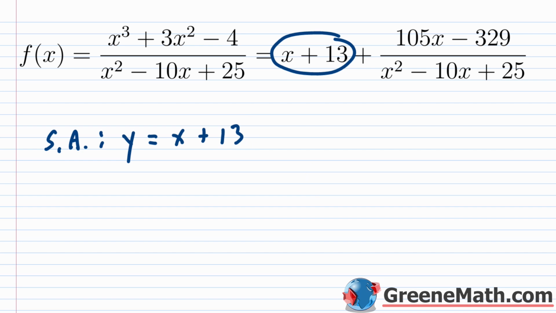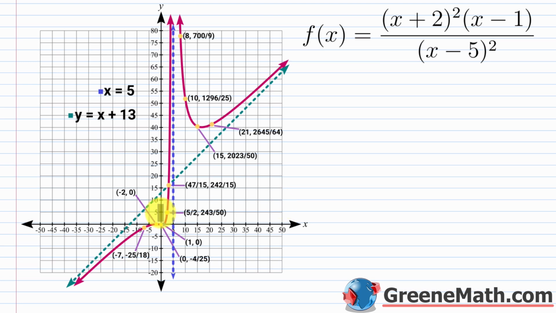The reason is because this part right here is going to go to 0 as x approaches positive infinity or negative infinity. So what happens is the graph of this function is getting closer and closer to y equals x plus 13. Let me come down here and show you this. So this line in green, y equals x plus 13, is going to be your slant asymptote.